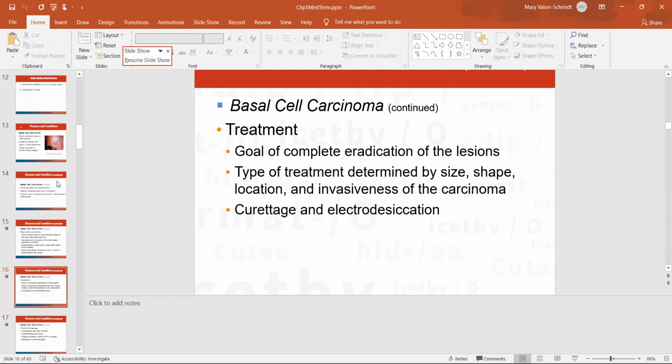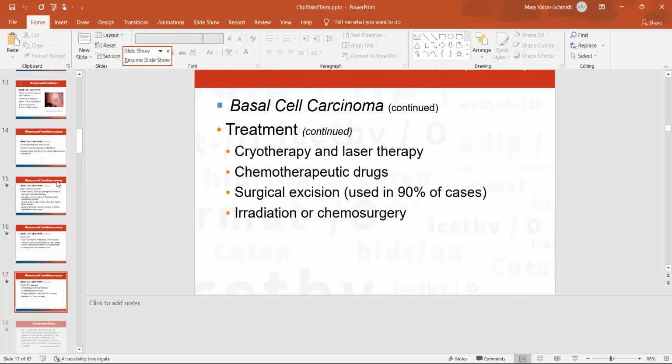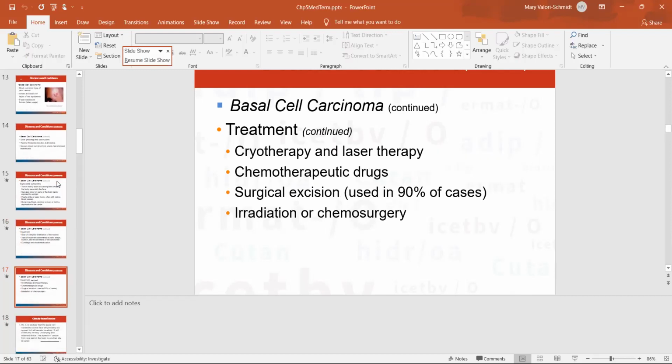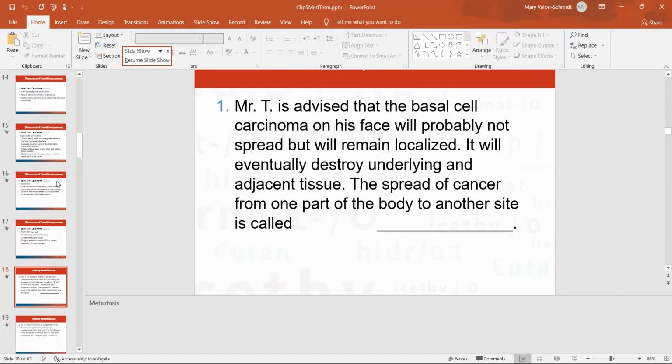But again, it depends on how long it's been there, what's the size of it, the shape of it, where it is, and has it had the opportunity to become invasive, or is it localized? In situ is what that's called. If it has become invasive, then it's a little more complicated. Sometimes chemotherapeutic drugs, right? Sometimes radiation. So there can be other treatments.